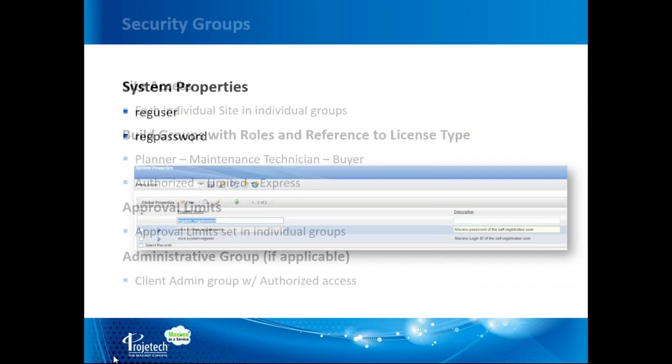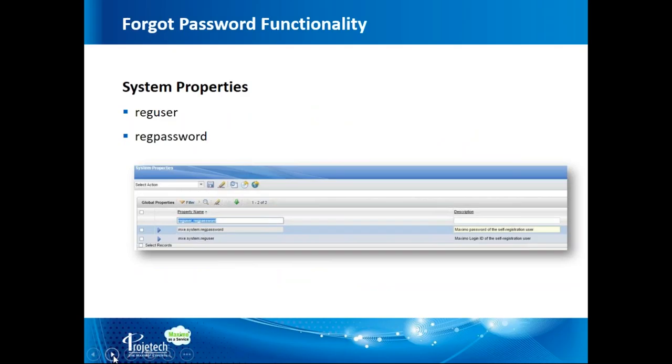Some functionality does need a little bit of work to be set up inside of Maximo but can be really helpful once it is: the forgot password functionality. On the login screen, if it's set up properly, on the bottom of the screen there will be a link that says forgot your password. If somebody forgets their password, they click on it, and they have a security question that they have to answer, which they have previously answered and saved inside of Maximo. If it's the correct answer and their email address matches, they're going to get a temporary password sent to their email address. There's a couple of steps you have to take to get this set up.